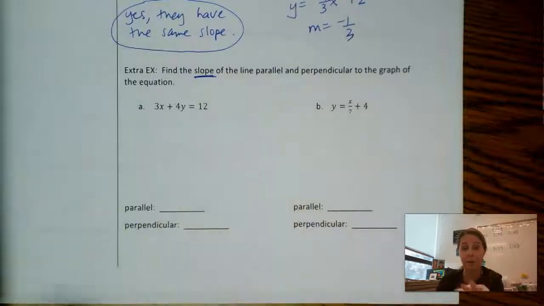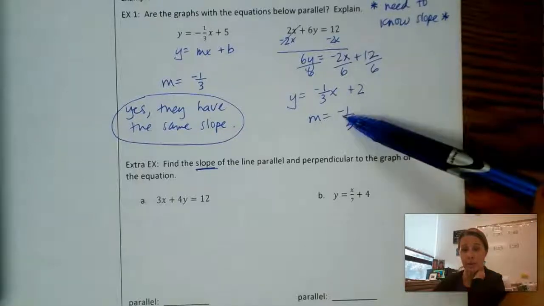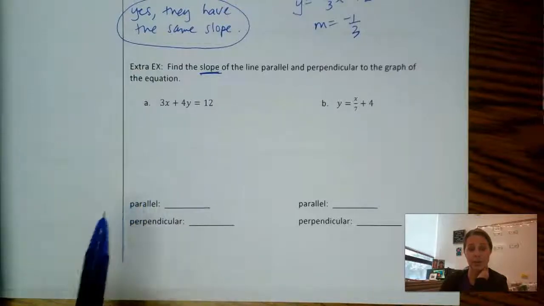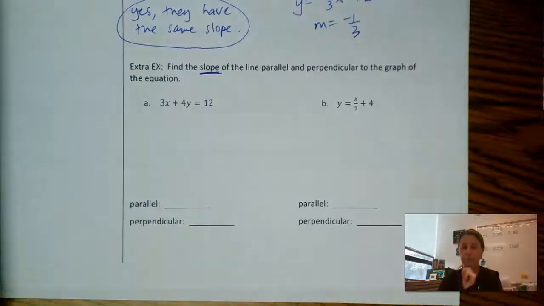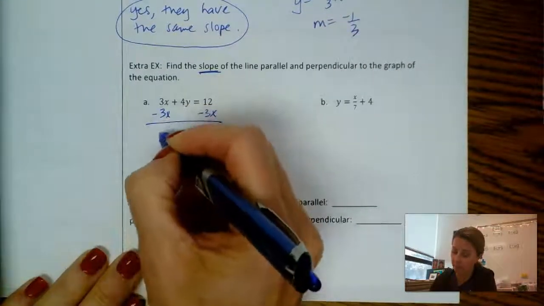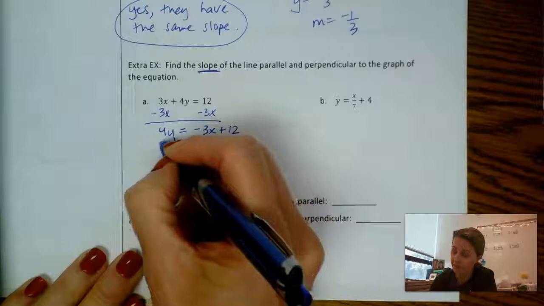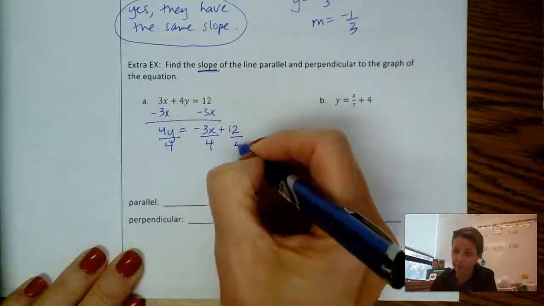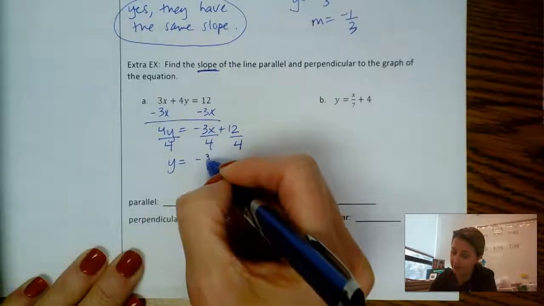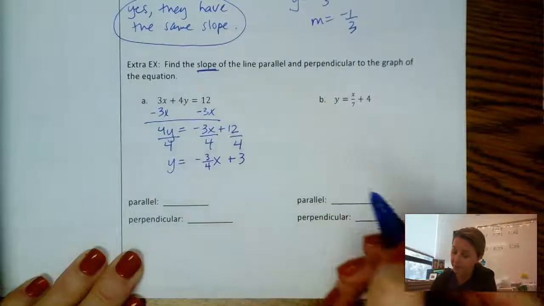I'd really like you to actually pause the video because I want you to try that on your own. This is what we did here, so I want you to replicate that process. Go ahead and pause it, and when you start playing again, I'll work through it and show you how to do that. Okay, I'm going to move my 3x over. So negative 3x plus 12, divide by 4, divide by 4, divide by 4, and then y equals. That does not reduce down, so negative 3/4 x, 12 divided by 4 is 3.